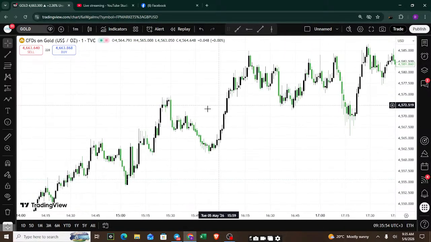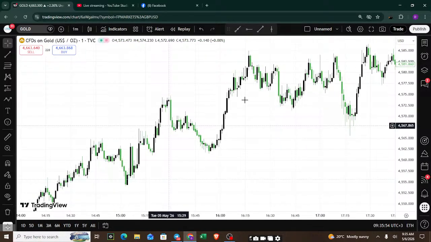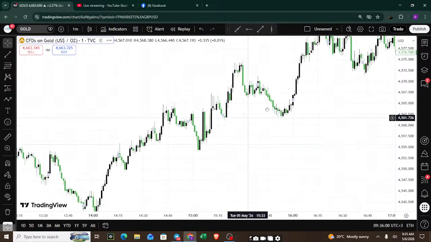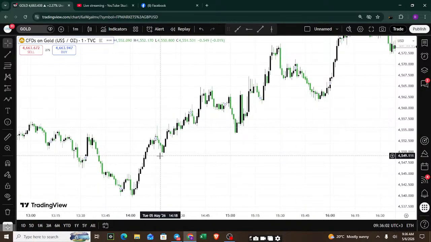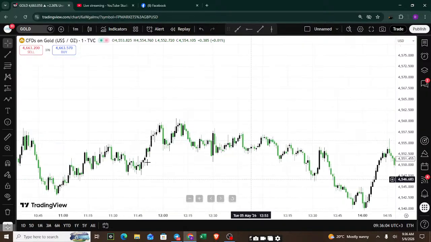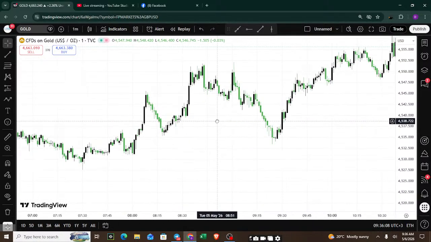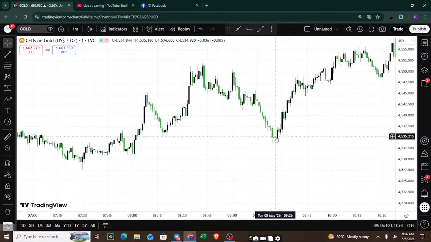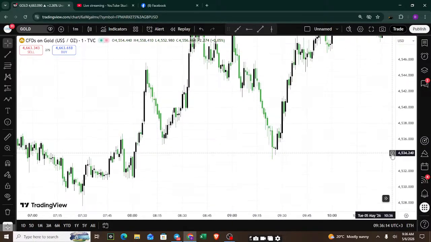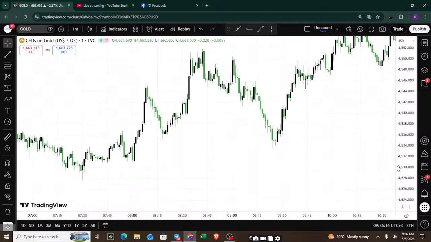That was yesterday during the New York session. But the trade I took was much earlier. Now, this is the trade I took for yesterday.